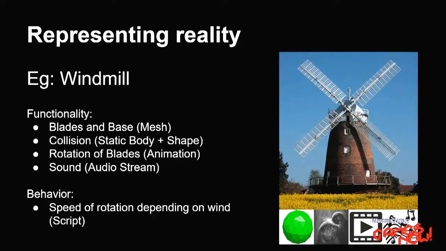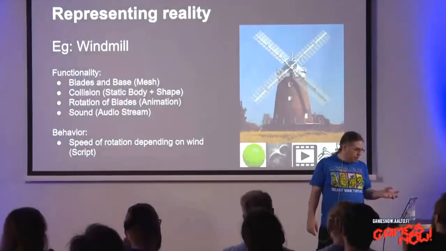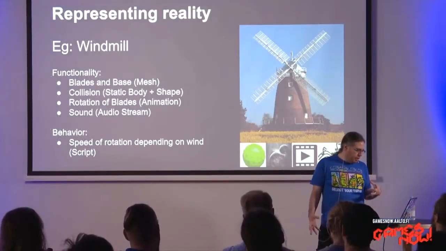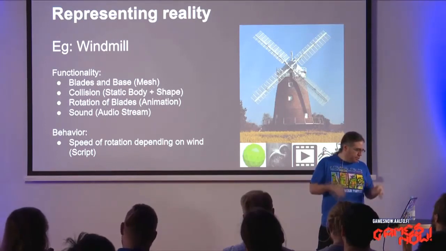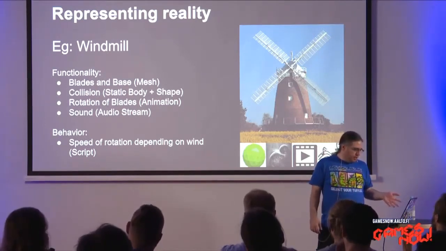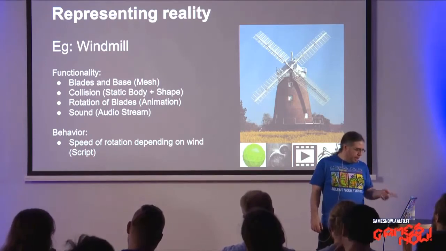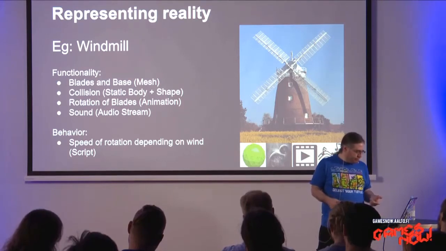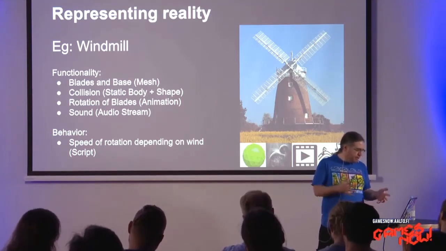So here's an example, right? How do we use nodes to represent a game? If you have a windmill, you're gonna have the blades on the base of the building. These are going to be meshes, like a 3D mesh. Then you have collision, like a static body, some collision shapes. Then you have some animations maybe to rotate the blades, and sound, maybe some particle effects, maybe stuff like that.